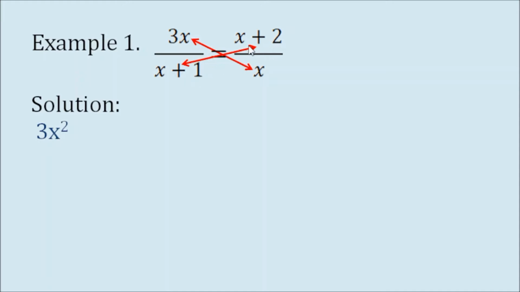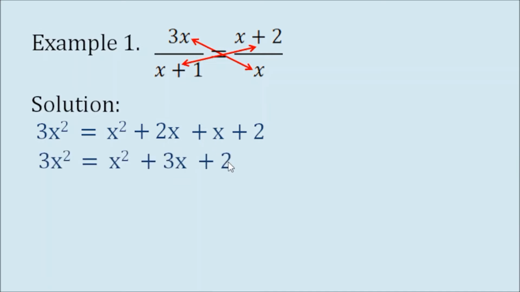So to multiply two binomials, we use the FOIL method. So that's x times x equals x squared. x times 2 equals 2x, 1 times x equals x, and 1 times 2 equals 2. Now we can combine these 2x and x here. So we have 3x squared equals x squared plus 3x plus 2.